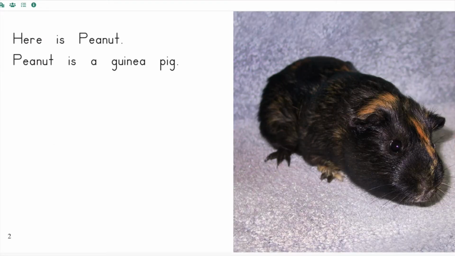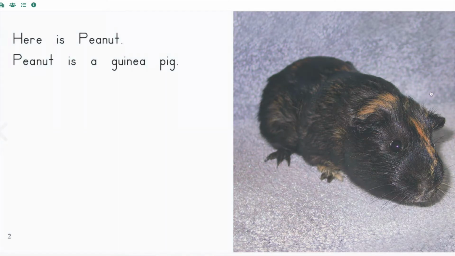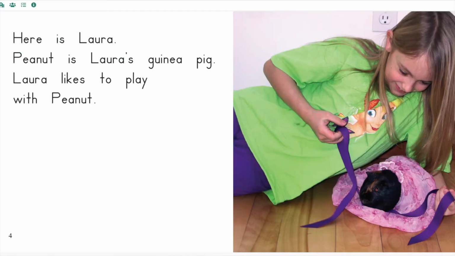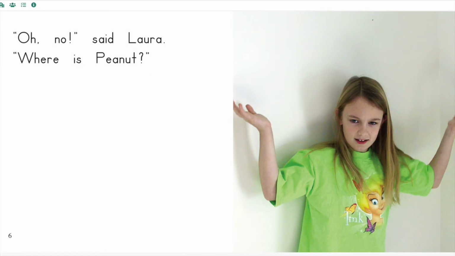So let's take a picture walk to see what happens in the story. So he's a guinea pig. If we say guinea, what sound do we hear first? G. Yeah, G. Guinea pig. So Peanut is a guinea pig. And this girl's name is Laura. So her name will have a capital L, Laura. Just like Peanut has a capital P for Peanut. So she likes to play with him. Here she is, look at her hands. She's like, oh no, where's Peanut?